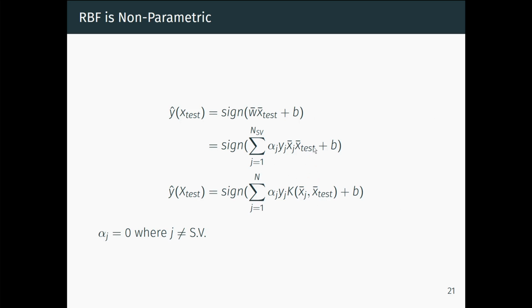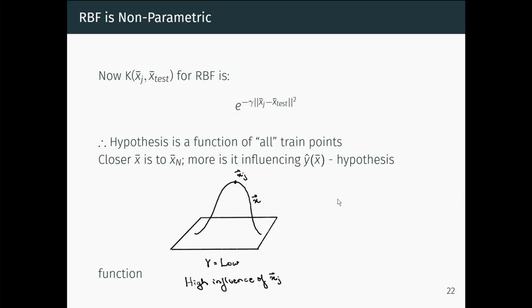So this is not the original data. There's a small typo in the sense that we are not going to be directly using x test. We'll be doing a transformation to phi of x test and phi of xj, and that dot product we are replacing with k of xj and x test. So we know that k of xj and x test for the RBF kernel is of this format: e to the power minus gamma times the norm of xj minus x test.